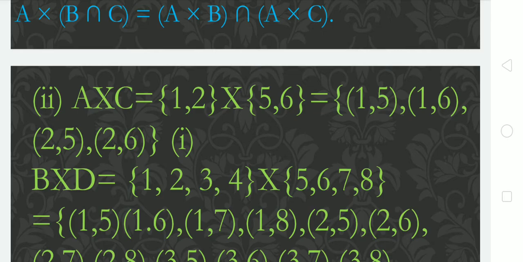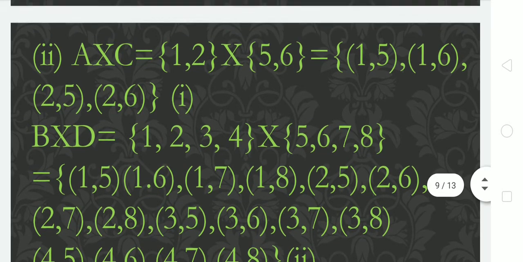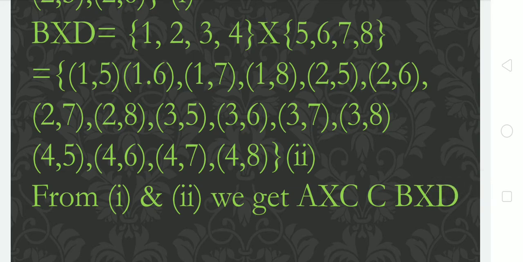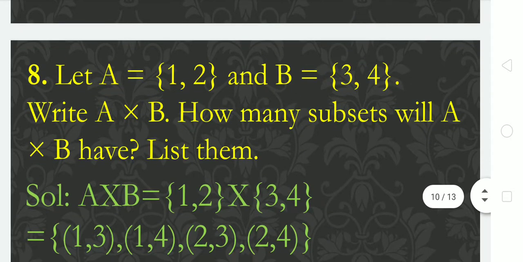Now A cross C is found here. A is {1, 2} cross {5, 6}, that is (1, 5), (1, 6), (2, 5), (2, 6). B cross D is also found here. So we see that A cross C is a subset of B cross D, because all ordered pairs of A cross C are in B cross D. So A cross C is a subset of B cross D.